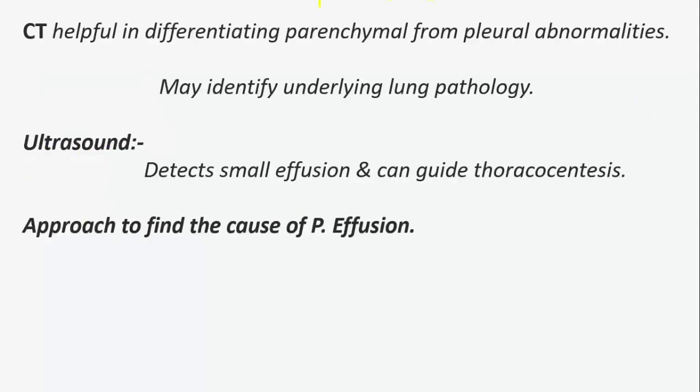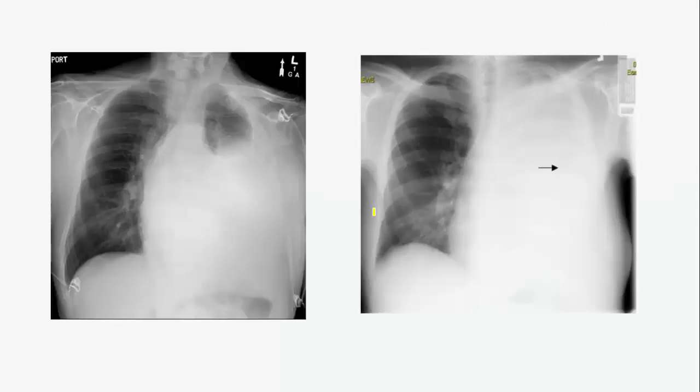CT is helpful in differentiating parenchymal from pleural abnormalities and may identify underlying lung pathology. Ultrasound detects small effusions and can guide thoracocentesis. What is the approach to find the cause of pleural effusion? Before this, we can see some images of the pleural effusion.